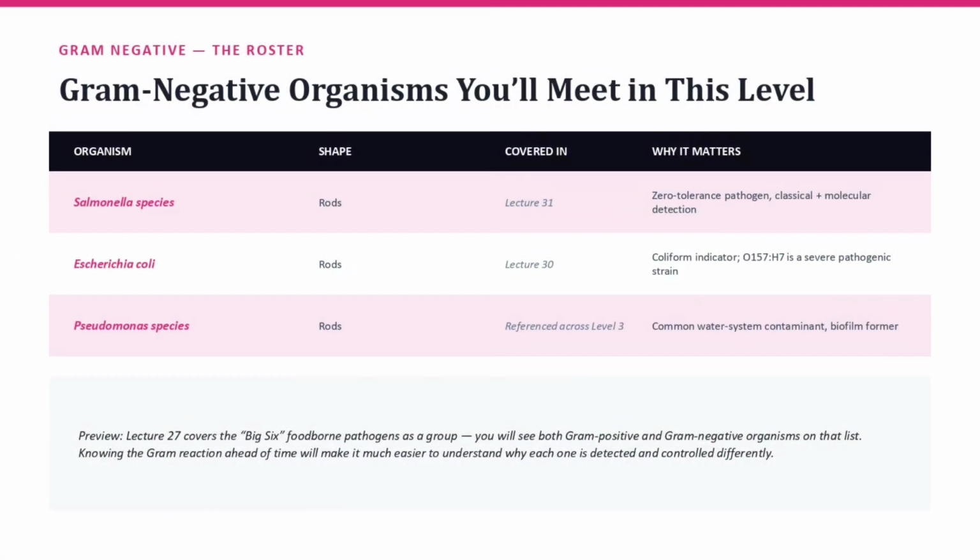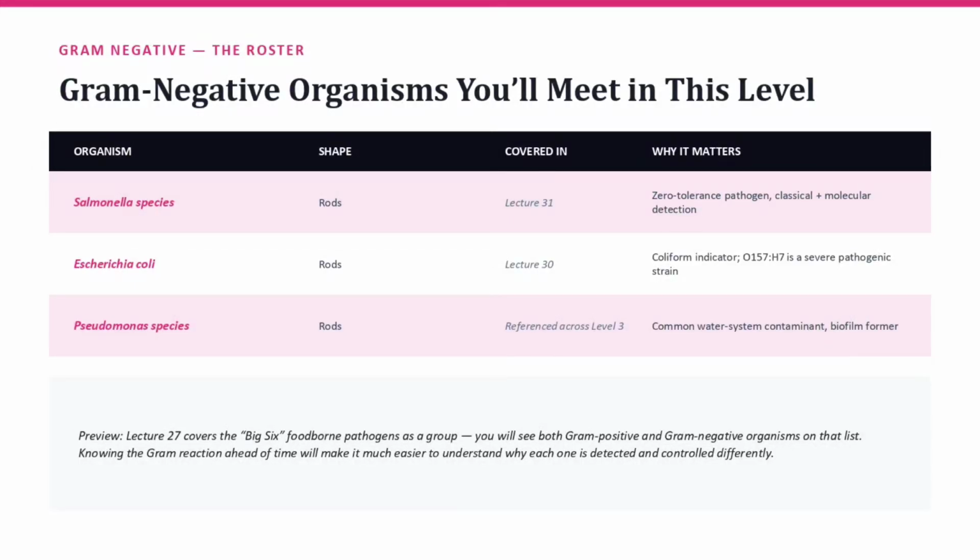Now the gram-negative side. Salmonella species, rods, covered in Lecture 31. This is a zero-tolerance pathogen, detected through both classical culture methods and molecular methods. Escherichia coli, rods, covered in Lecture 30. Most strains function as a coliform indicator organism, but the O157:H7 strain specifically is a severe pathogen in its own right, and Pseudomonas species, rods, referenced across this level rather than getting its own dedicated lecture.